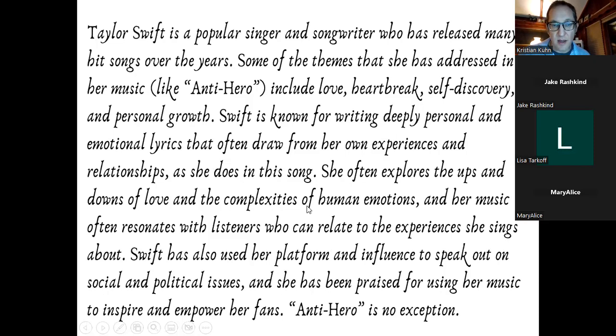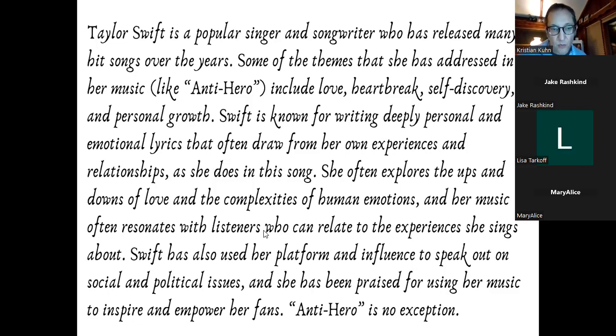So this is what ChatGPT wrote as an introduction for this song. Taylor Swift is a popular singer and songwriter who has released many hit songs over the years. Some of the themes that she's addressed in her music, like Anti-Hero, include love, heartbreak, self-discovery, and personal growth. Swift is known for writing deeply personal and emotional lyrics that often draw from her own experiences and relationships, as she does in this song. She often explores the ups and downs of love and the complexities of human emotions, and her music often resonates with listeners who can relate to the experiences she sings about. Swift has also used her platform and influence to speak out on social and political issues, and she's been praised for using her music to inspire and empower her fans. Anti-Hero is no exception.